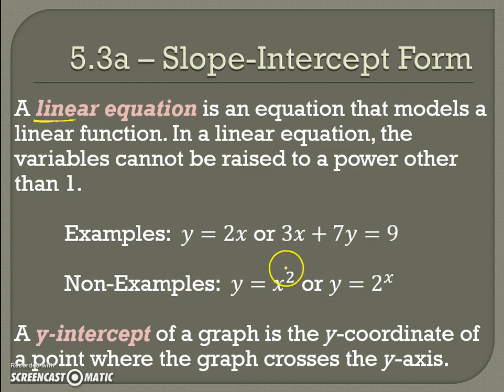Non-examples: y equals x squared. That squared makes it not linear. Or y equals 2 to the x. That variable being in an exponent makes it not linear. So those are very important things that you need to take into consideration.